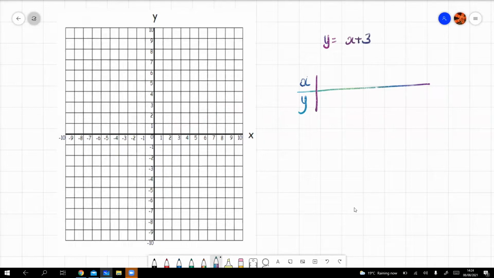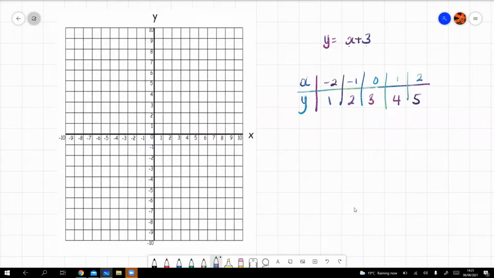I'm just going to start off with minus 2, minus 1, 0, 1, and 2. You only need a few values of x. To work out y, I've got to do x add 3. I've got to add 3 onto my x's. If I add 3 to minus 2, I end up with 1. If I add 3 to minus 1, I end up with 2. Add 3 here, I get 3, add 3, I get 4, add 3, I get 5.